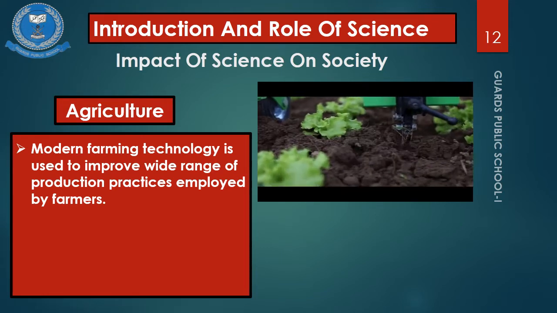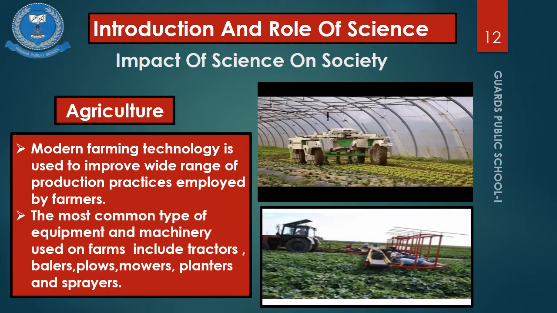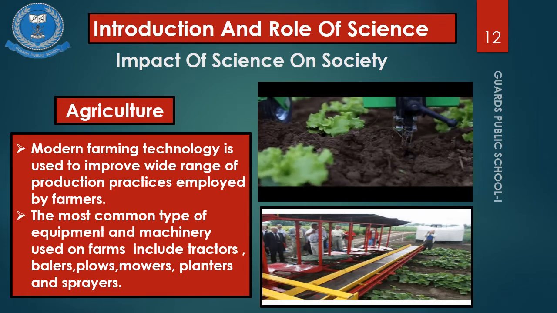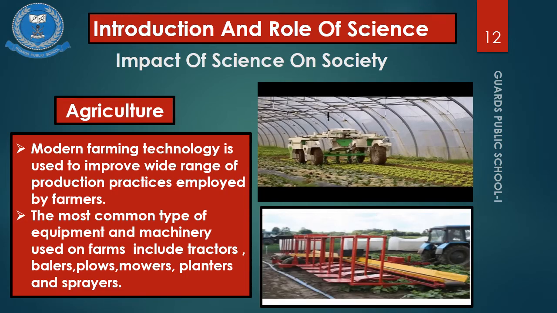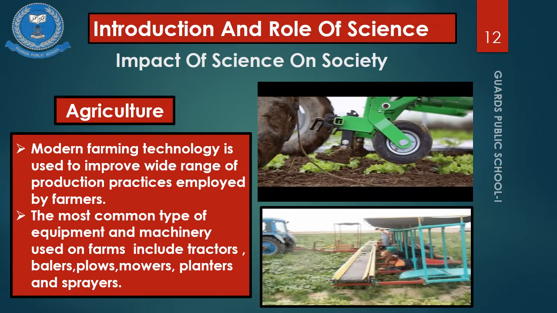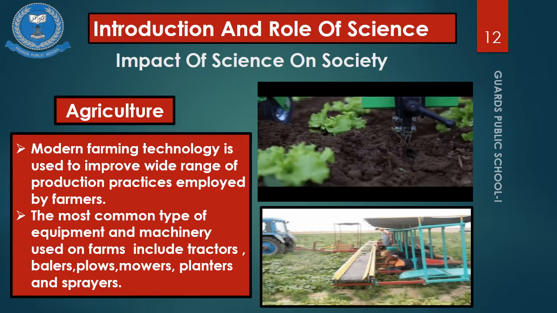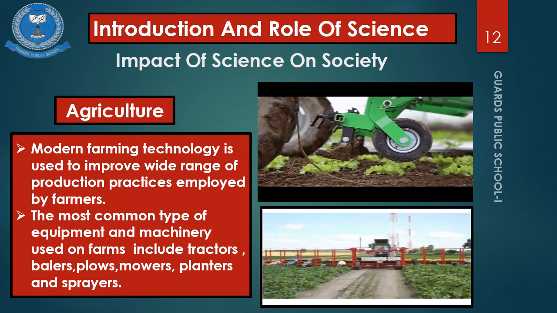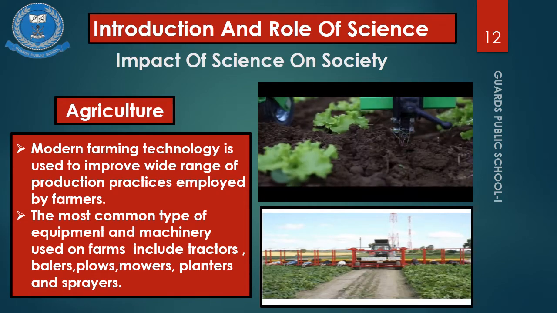For example, the use of automatic row weeders quickly and effectively tears up weeds without hurting the original crop. The most common types of equipment and machinery used on farms include tractors, balers, plowers, mowers, planters, and sprayers.